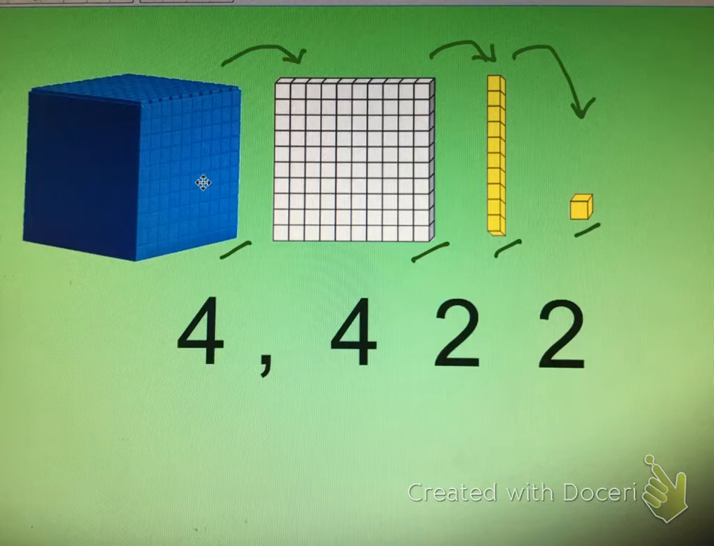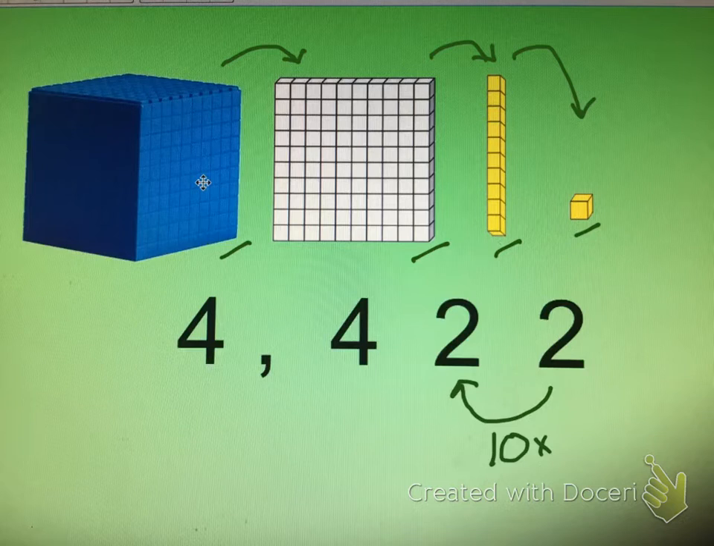So let's look at what this means for our whole number. In our number 4,422, the 2 in the ones place just means 2. If we jump to the tens place, however, the 2 in the tens place means 2 tens. It means 20. So every time we move one place to the left, our number grows 10 times. It becomes 10 times larger.